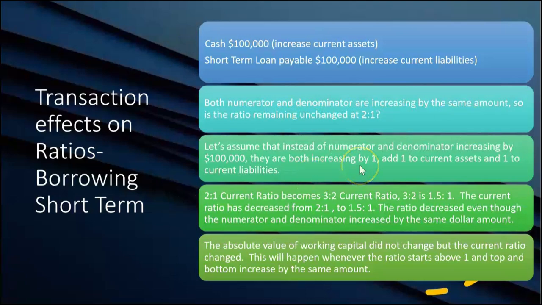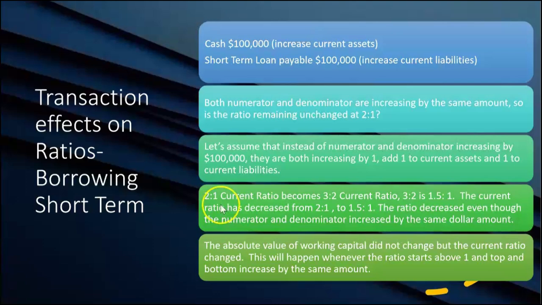Do we need algebra for this? Calculus? No. Look how easy this is going to be. Let's assume that instead of the numerator and denominator increasing by 100,000, they're both increasing by 1. Let's add 1 to current assets and 1 to current liabilities. So they told us that the ratio started 2 to 1. $2 of current asset for every $1 of current liability.